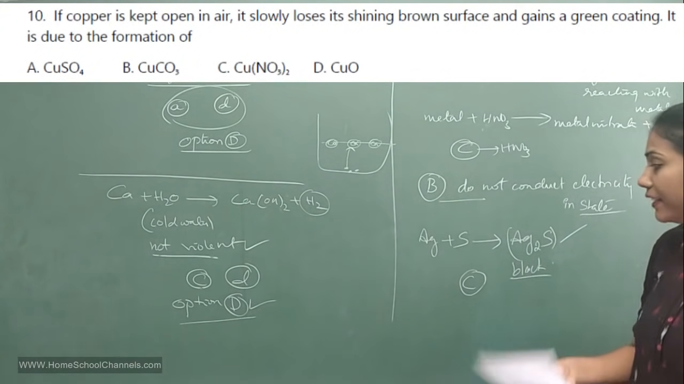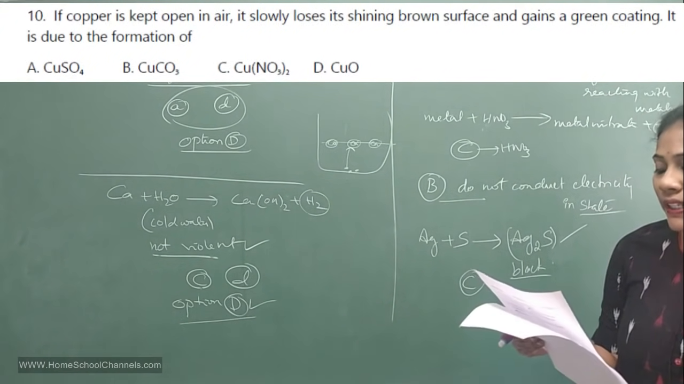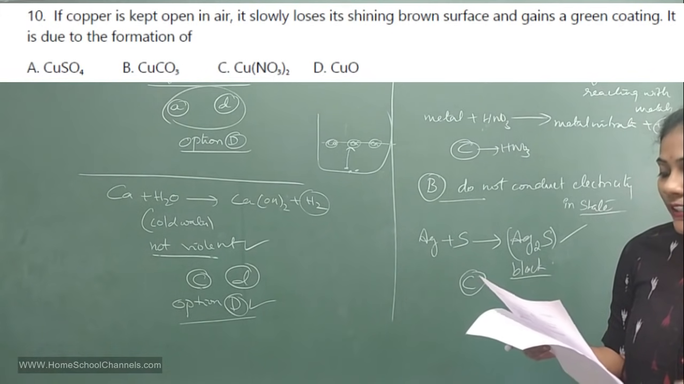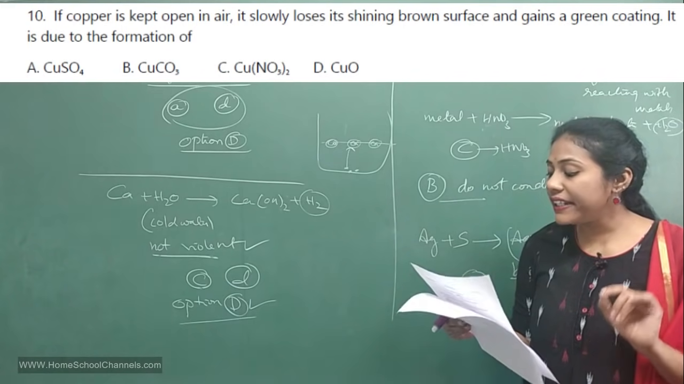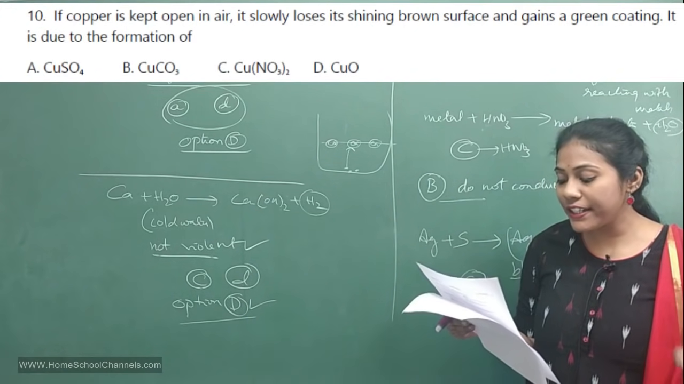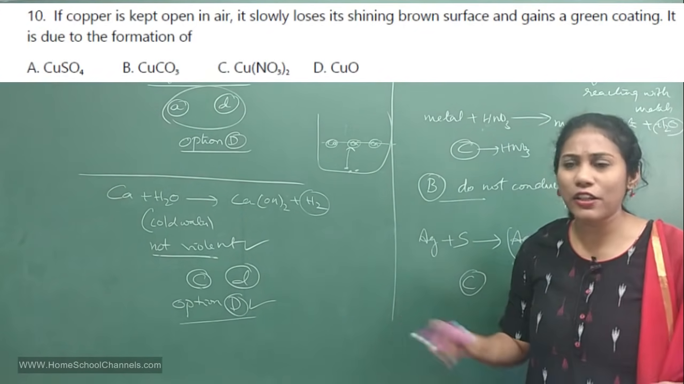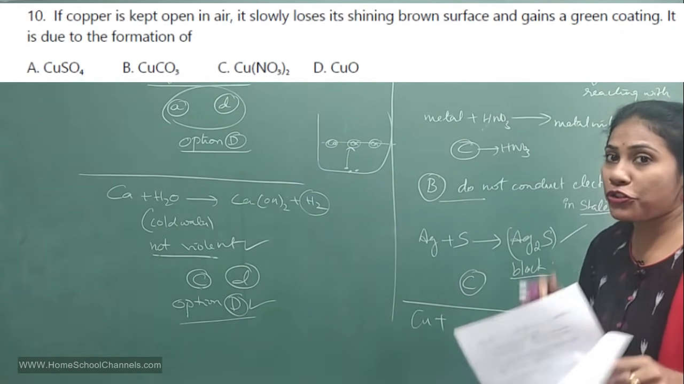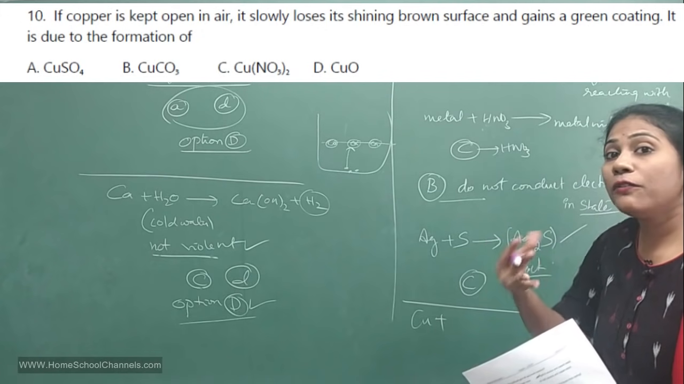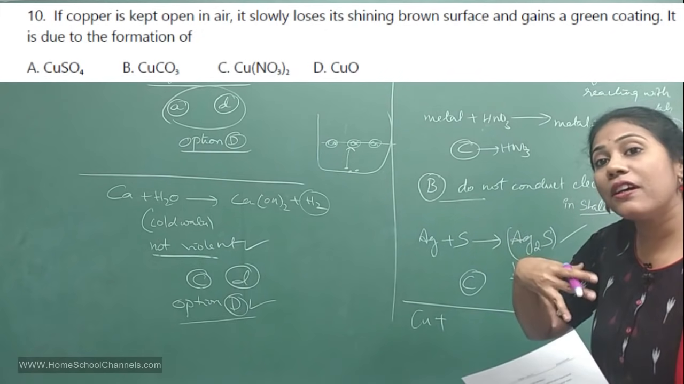Similar to this, the 10th question. If copper is kept in open air, it slowly loses its shining brown surface and gains a green coating. It is due to the formation of rusting of copper, right? So when copper is exposed to air, the brown color will fade away. You will observe a green coating.